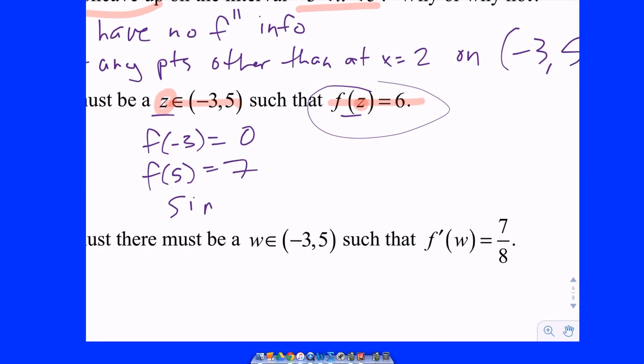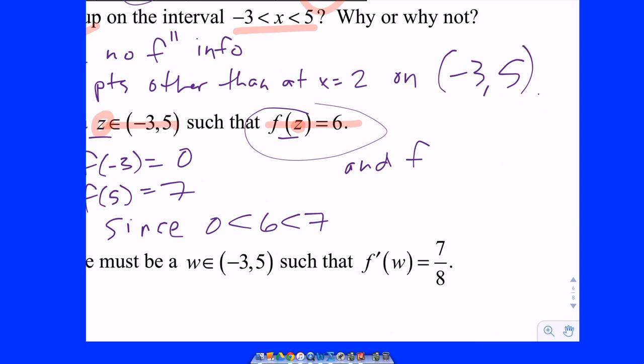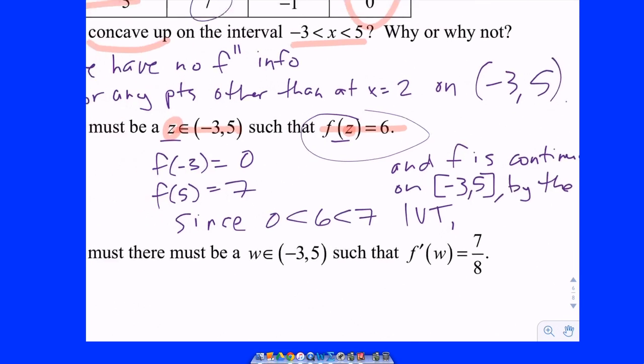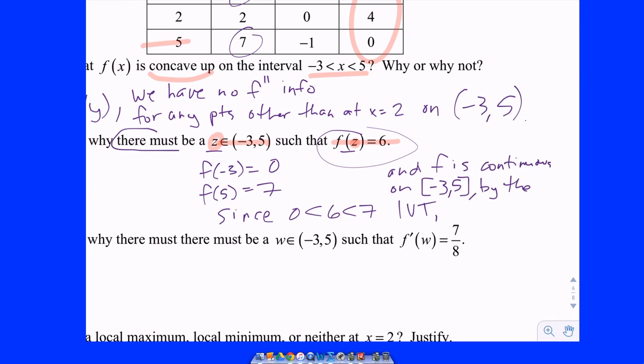Okay? So since the value we're looking for, 6, is in between 0 and 7, and f is continuous, this is a big part of it, on the closed interval from -3 to 5, comma, by the IVT, comma, and then you're just going to reuse all of their words. Remember, this was taken from the 2007 exam where the average was less than 1 point.